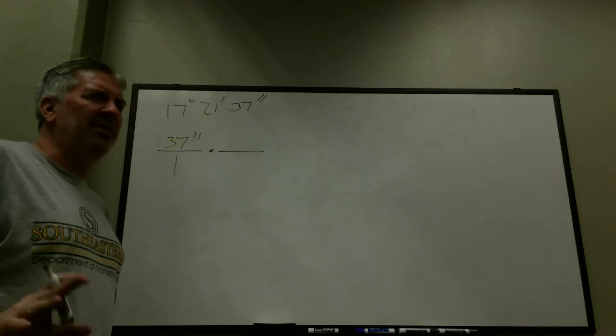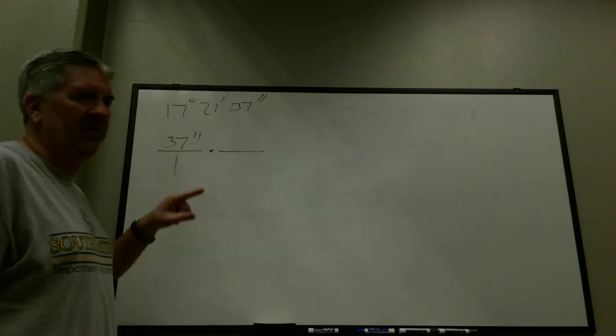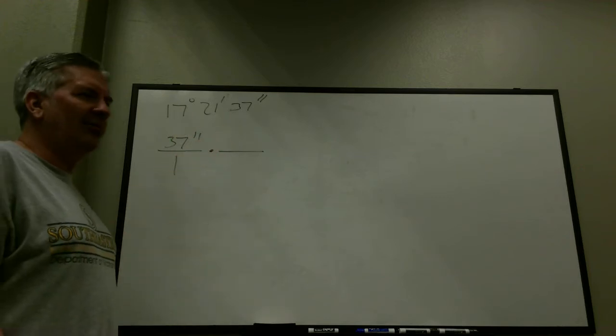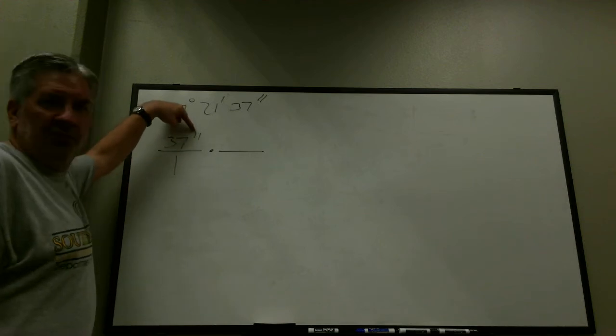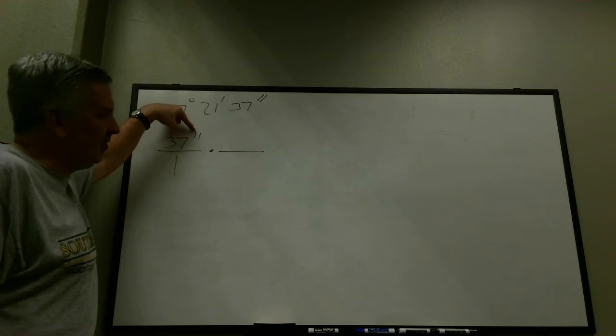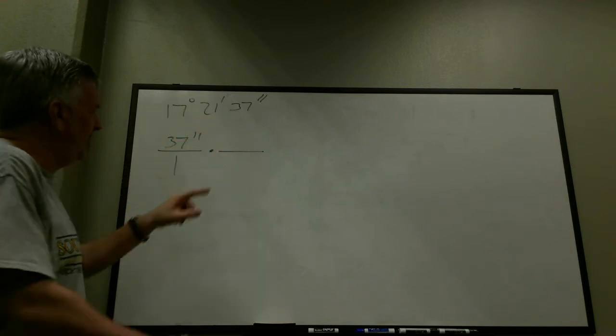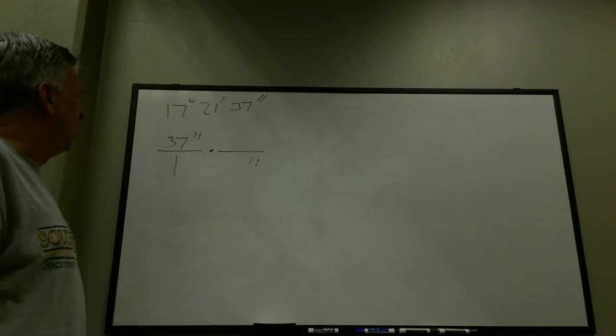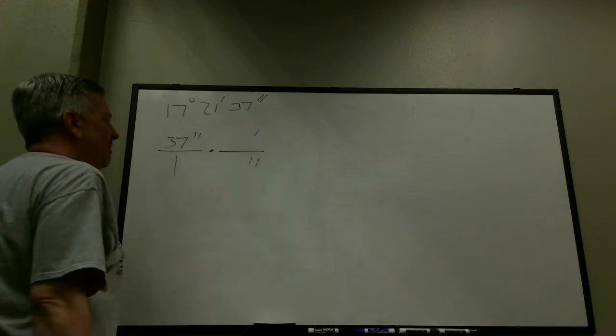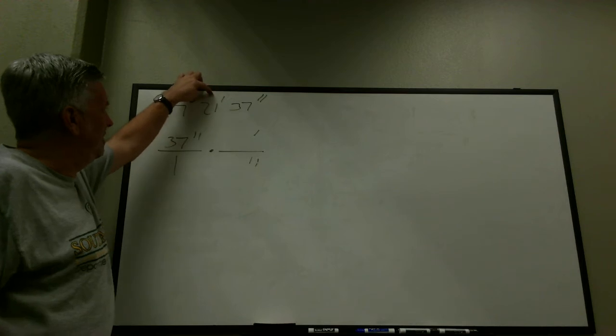Now don't try to put the numbers in. Students are in such a hurry to put in the numbers, they put them in the wrong place. I always try to put in the units first. If the seconds units are in the numerator here and I want to get rid of them, I want them to cancel out, where should they go over here? They should go in the denominator, right? Because then you have seconds over seconds, those units cancel, which means I want minutes to be up here because I'm trying to convert those to minutes.